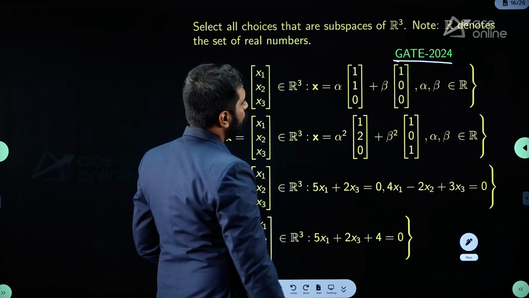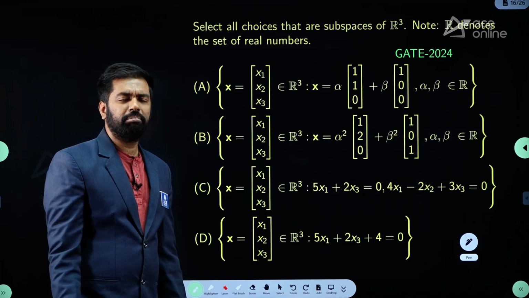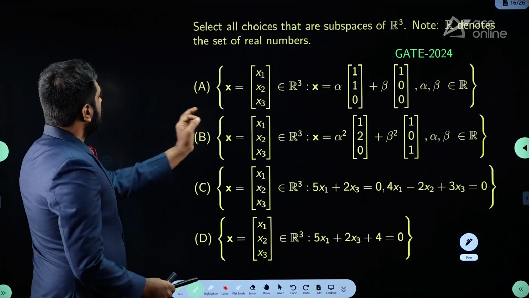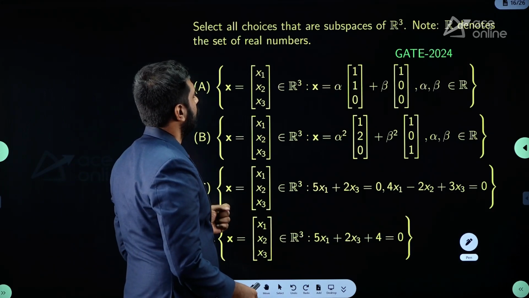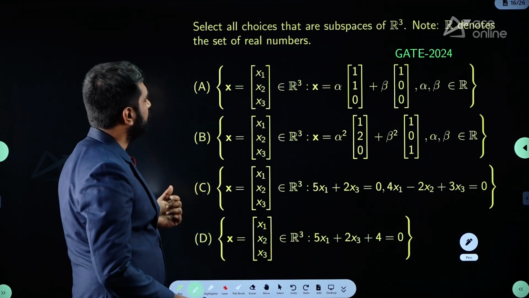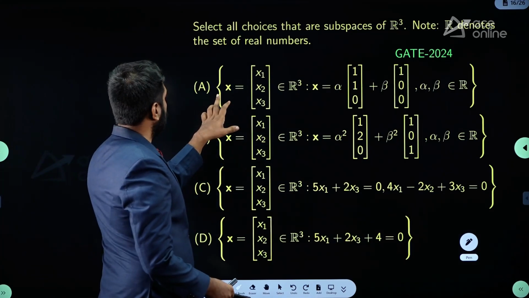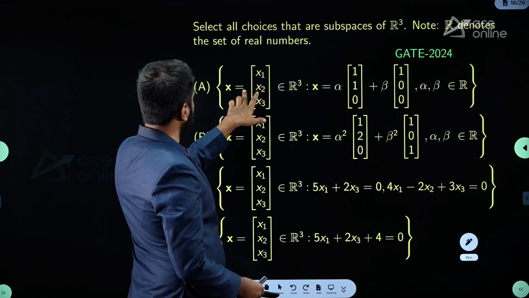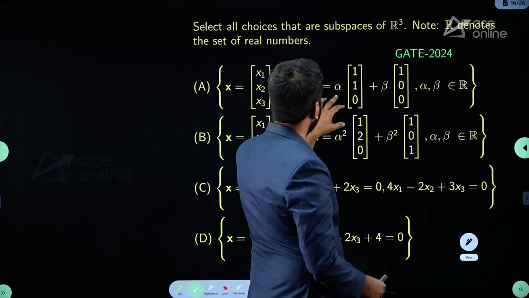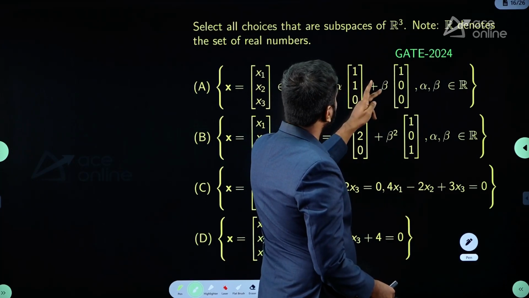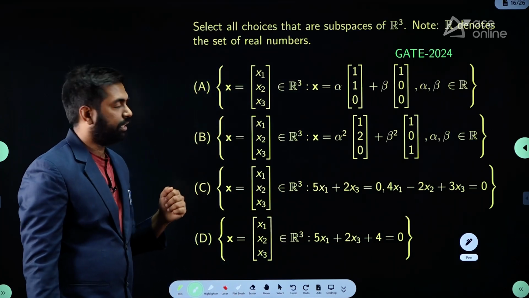So this was asked in GATE DA 2024, students. Let's see what this question is about. Can you solve this quickly? Let me check. Select all choices that are subspaces of R3. Note, R denotes the set of real numbers. Let's read the entire question. The first option contains the set of vectors x1, x2, x3 belonging to R3 such that x is alpha into (1, 1, 0) plus beta into (1, 0, 0).